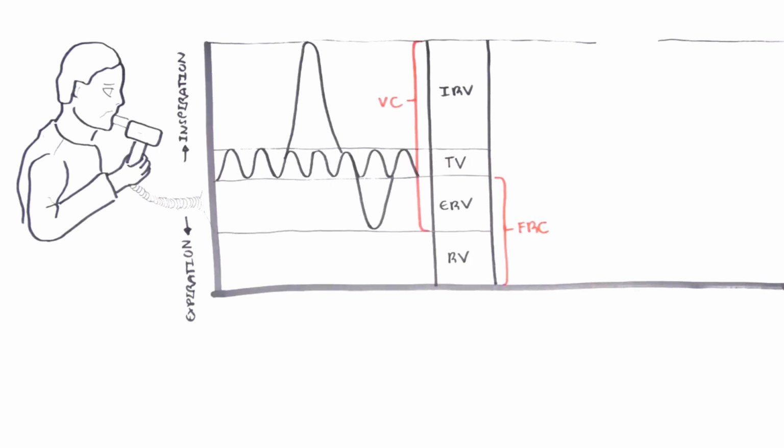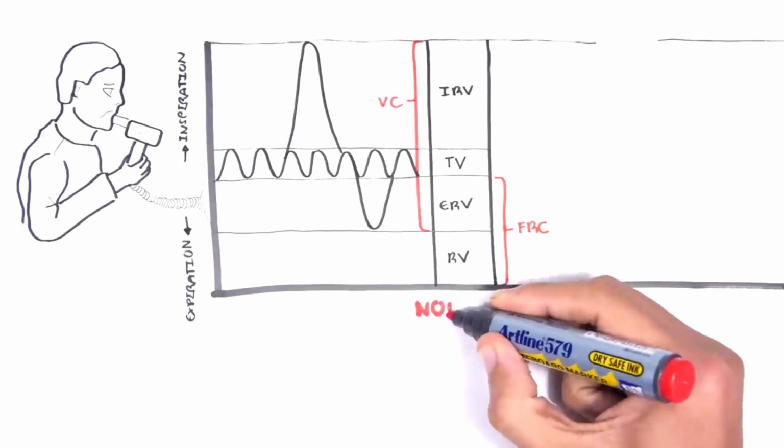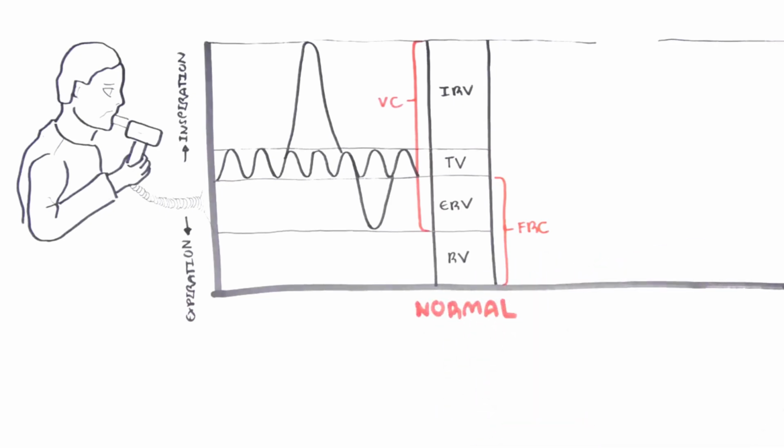Very important is also the total lung capacity, which is the sum of all the lung volumes. In a typical adult male, it's about 6 liters. We will use a typical adult male total lung capacity as an example in the following scenarios. So this first graph represents a normal lung.